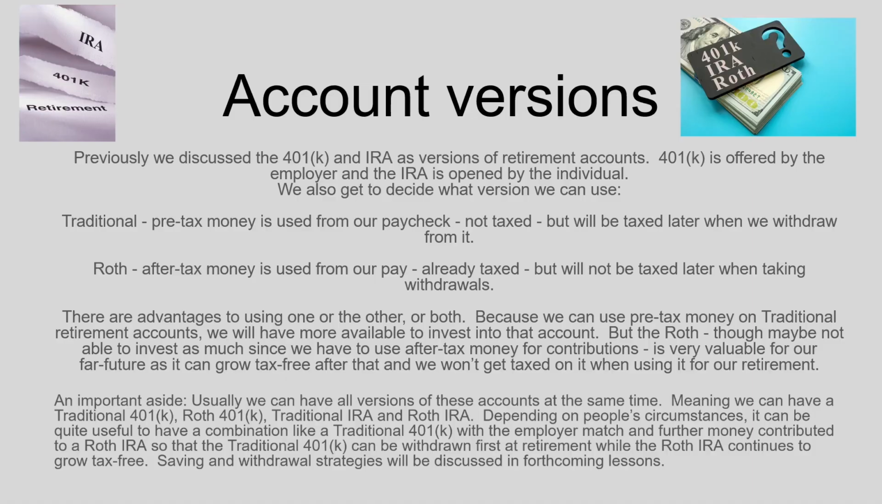So depending on people's circumstances, it can be quite useful to have, say, a combination of a traditional 401k with the employer and get the match. And then if you have further money to contribute, then you would add that to the Roth IRA, so that your traditional can be withdrawn first at retirement. You'll get taxed on it. But then during that time, the Roth IRA continues to grow tax free. So I'll discuss more saving and withdrawal strategies in the future, in forthcoming lessons.